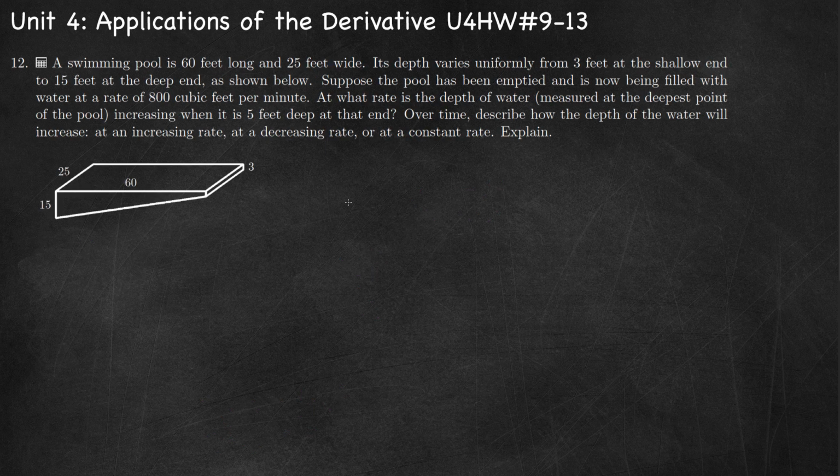Number 12. A swimming pool is 60 feet long and 25 feet wide. Its depth varies uniformly from 3 feet at the shallow end to 15 feet at the deep end as shown below. Suppose the pool has been emptied and is now being filled with water at a rate of 800 cubic feet per minute. At what rate is the depth of the water, measured at the deepest point of the pool, increasing when it is 5 feet deep at that end? And over time, describe how the depth of the water will increase: at an increasing rate, at a decreasing rate, or at a constant rate.